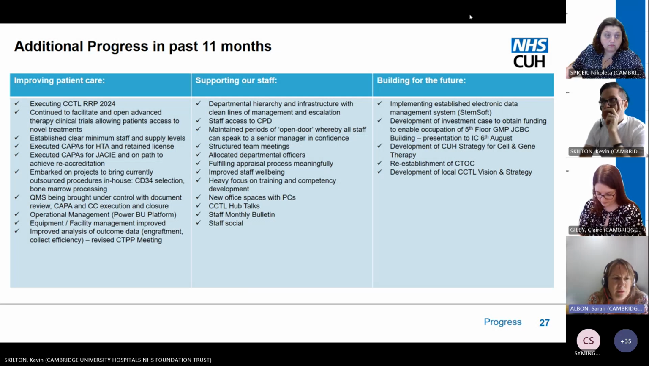So to name a few examples, in the improving patient care strategy, we've managed to execute nearly all of our CAPAs for both HTA and JC inspections, which means we are well on track for becoming reaccredited with JC, but also retaining our Human Tissue Act license as well. We've started on a number of really exciting projects to bring specialist processing in-house.